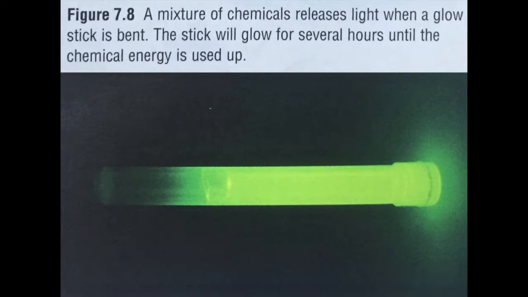Figure 7.7, referring back to chemiluminescence. A mixture of chemicals released light. When a glow stick is bent, the stick will glow for several hours until the chemical energy is used up.